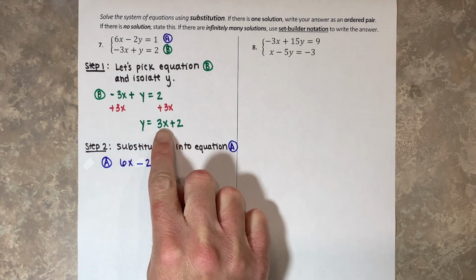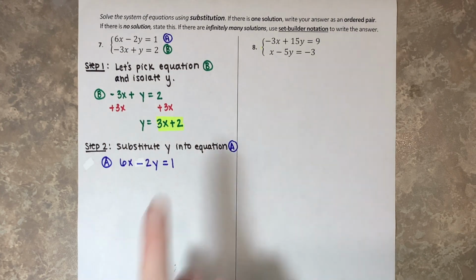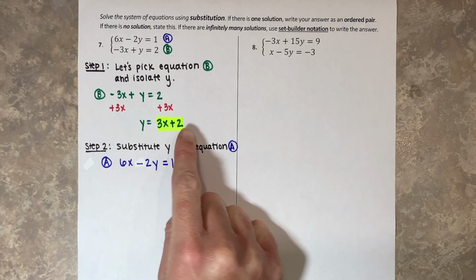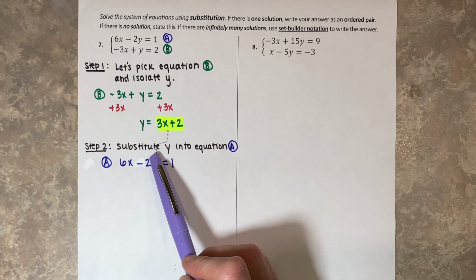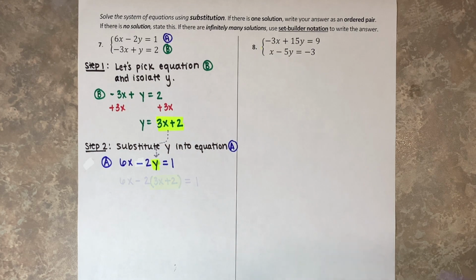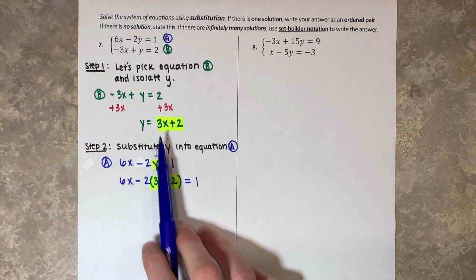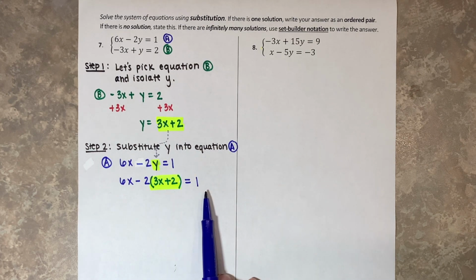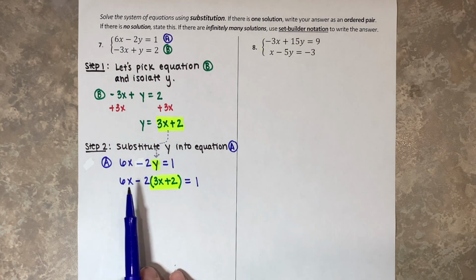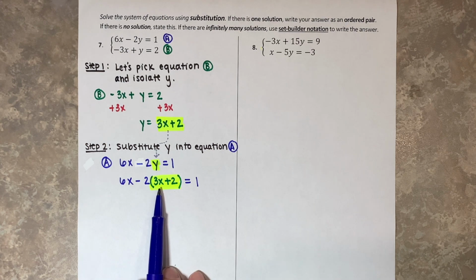Now, in step 1, we found that y is equal to this quantity right here. So let's go ahead and plug this quantity in for y into equation a. After we replace y with this quantity 3x plus 2, that leaves us with this expression right here. Now we've got an expression involving only x, so let's go ahead and solve this expression for x.